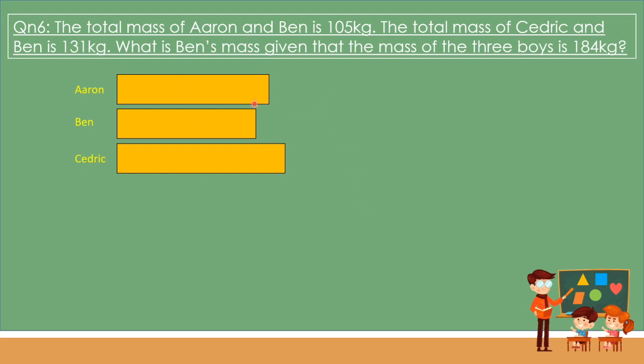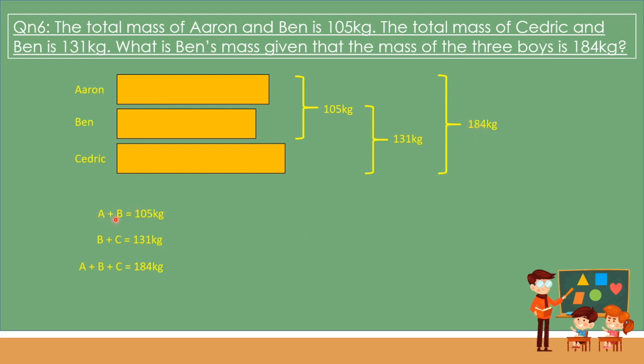So Aaron plus Ben, all I know is that they equal 105 kilograms. Ben and Cedric are 131 kilograms. And all together they are 184 kilograms. So what I know from here, let me just write it down in terms of an equation. Aaron, Ben, Cedric, I will just take them to be A, B, C. So A plus B equals 105. B plus C equals 131. A plus B plus C equals 184.